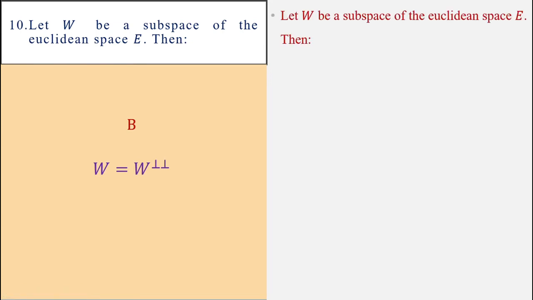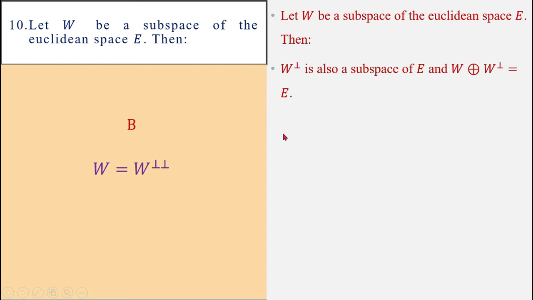Option B is correct: W is equal to orthogonal of W orthogonal. What is the explanation? Let W be a subspace of the Euclidean space E, then W orthogonal is also a subspace of E. And what is the property? W direct sum W orthogonal is equal to E.